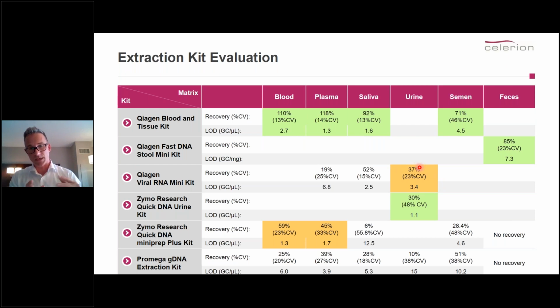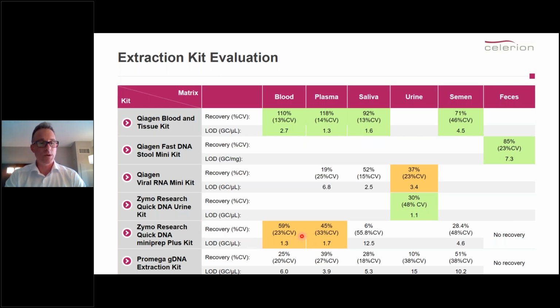However, the input is very, very different. On there you can add in there, and urine you're not limited really by the volume, so how to get most of it out makes a big impact. And 1.1 genomic copies per microliter for urine, even though we only have 30% recovery, we felt was the one to go for, and was the winning kit to use.